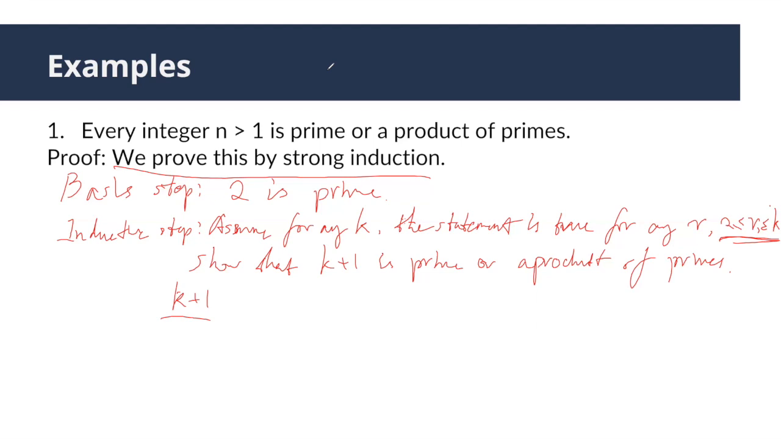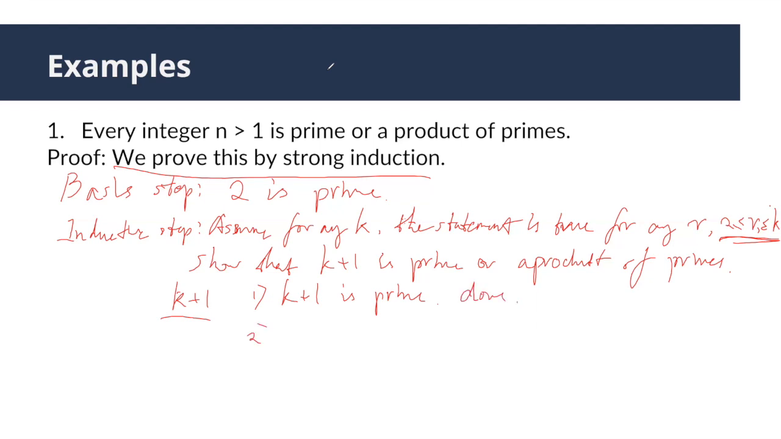Since k plus 1 is an integer, we know that it must be either a composite number or a prime. So there are two cases. If k plus 1 is prime, then we are done with the proof.